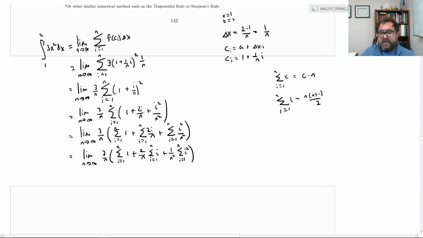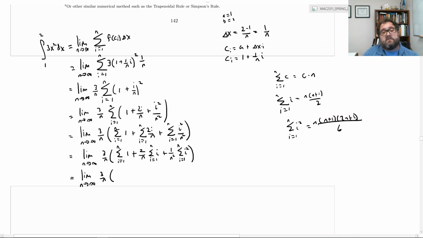And lastly, we need the sum of i squared. The sum from i equals 1 to n of i squared is n times n plus 1 times 2n plus 1, all over 6. Okay, and so this gives us the limit as n goes to infinity of 3 over n.